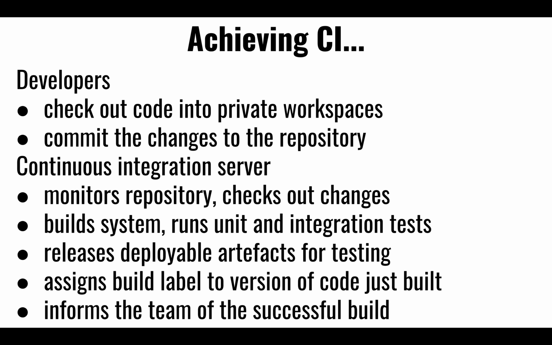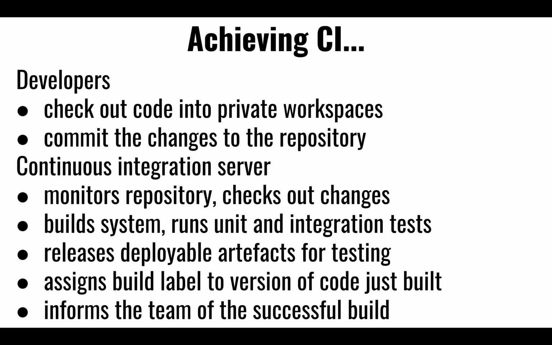So there are some habits that we want to start. We want to promote that developers should check out the code into private workspaces. So you have to have your own feature branch. You want to commit changes to the repository. Continuous integration is going to be configured to monitor the repository. It's going to check out all the changes, right?